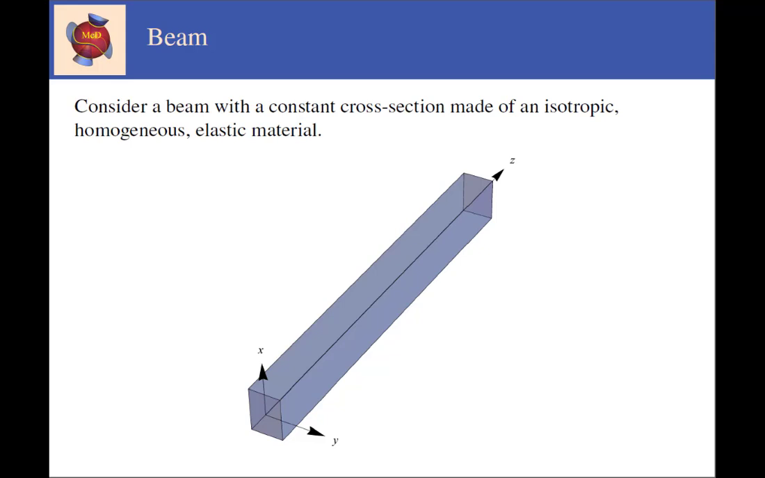Let's briefly step through the math for the simplest possible model for this phenomenon. Consider a beam with a constant cross-section and assume that the material is isotropic, so it behaves the same in every direction, homogeneous, so it's the same from point to point, and elastic, so it stores all the work done on it. The wooden dowel, of course, has a circular cross-section, but let's start with a more general case.